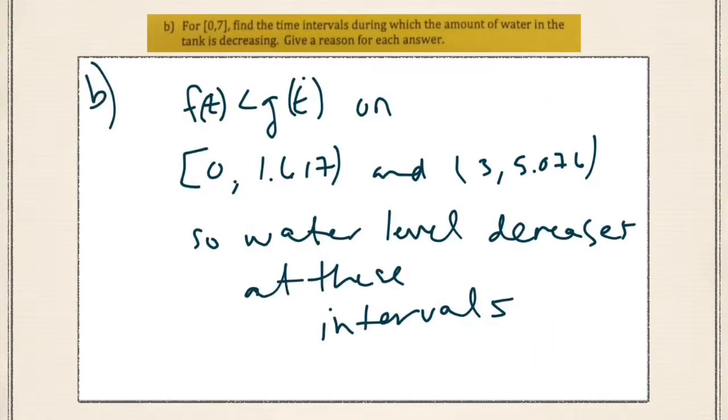Okay, now for part B. For the closed interval 0 to 7, find the time intervals during which the amount of water in the tank is decreasing. Give a reason for each answer. The amount of water in the tank would be decreasing when f of t is less than g of t. This is true on the intervals 0 to 1.617 and 3 to 5.076. On these intervals, the water level decreases.